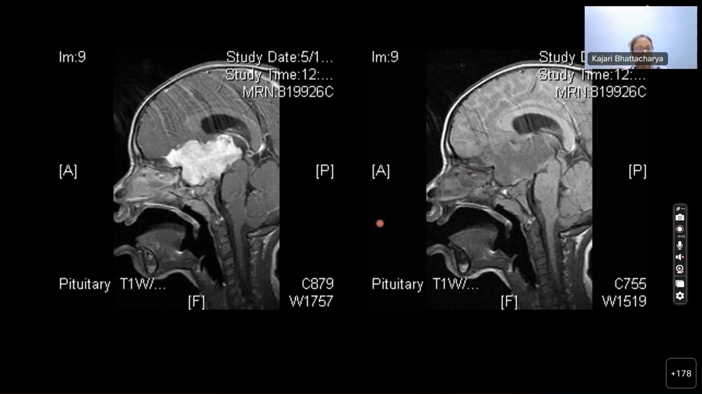So from these two images, what we can see is a T1 hypointense tumor, which has a lobulated outline, and it is located in the suprasellar location. And it is an intensely and homogeneously enhancing tumor. That much we can say.